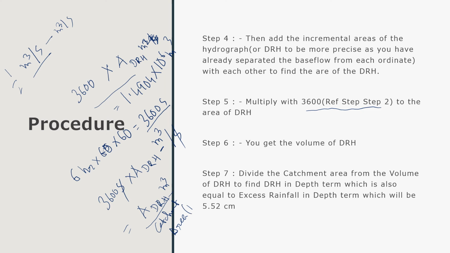which is represented by the kilometer square, but it will be converted into meter square by multiplying that area value with 10 to the power 6. So this becomes meter square. Now meter square deducted out and you get your depth. And this depth is known as runoff depth in meters. You understood? Area under DRH represented by meter cube. Catchment area represented by meter square. Meter square deducted out, only 1 meter remains. So runoff depth becomes in meter.